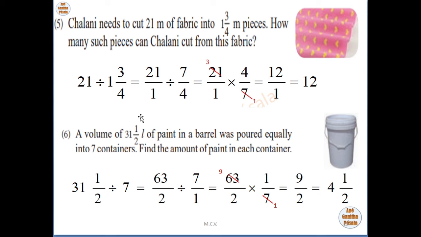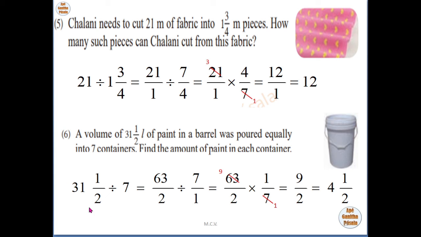31.5 liters are there. There are 7 containers. Pour into 7 containers. When we put 31.5 liters into 7 containers, you have to find the amount of paint in each container. So you have to divide 31.5 by 7, because 31.5 is put into 7 small containers. So divide 31.5 by 7.